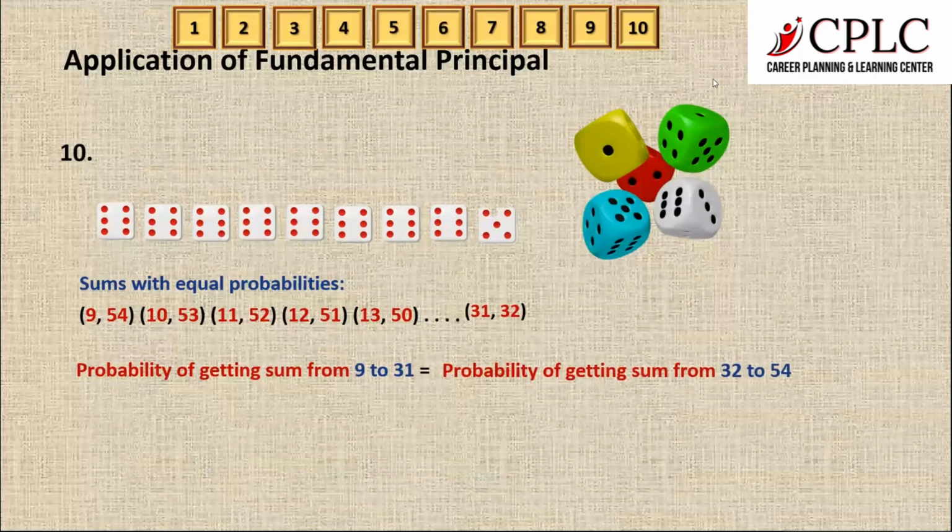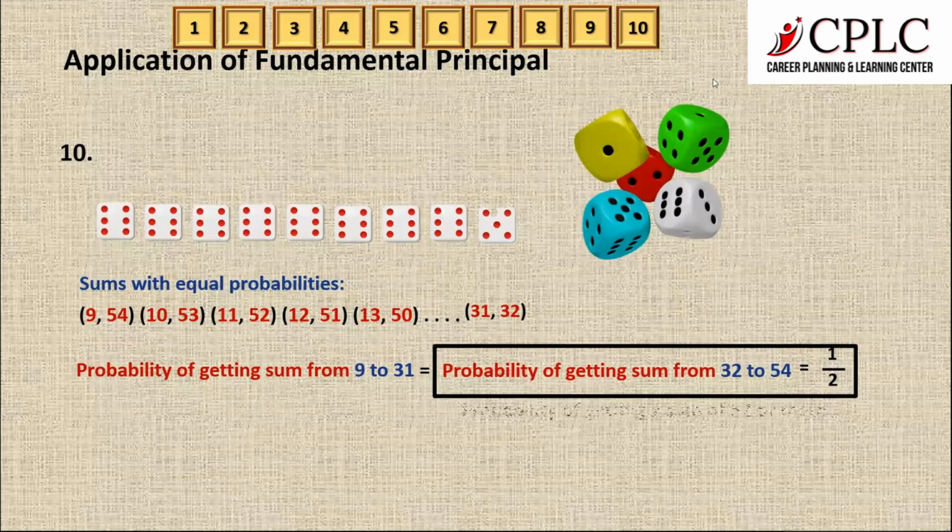So probability of getting sum from 9 to 31 is equal to probability of getting sum from 32 to 54, and that is going to be 1 by 2 because it's a break even point. 9 to 31 and 32 to 54, the middle point is a break even point. So obviously the probability is going to be 1 by 2 only.